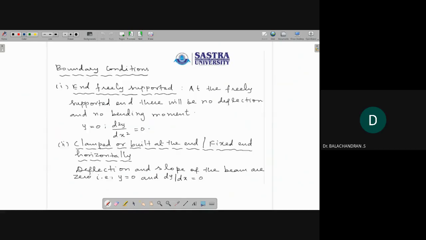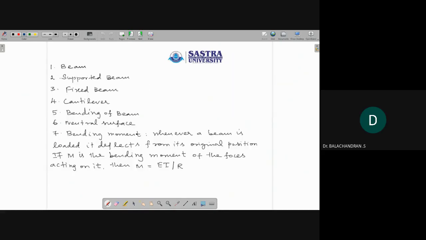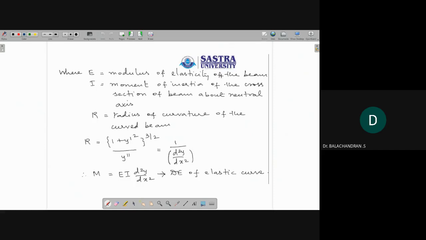EI, yesterday I gave. E is the modulus of elasticity of the beam. I is the moment of inertia of the cross section of the beam about the neutral axis.